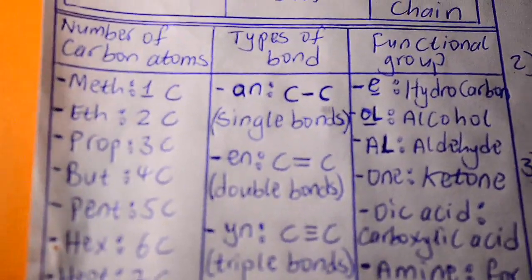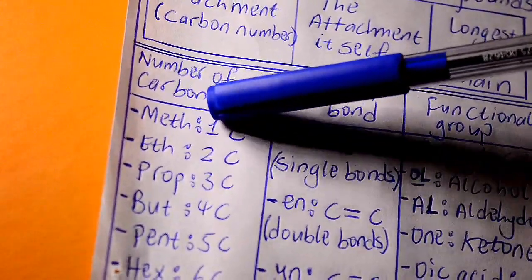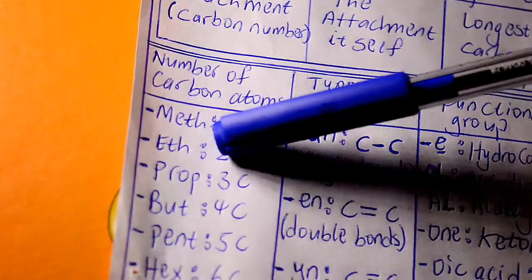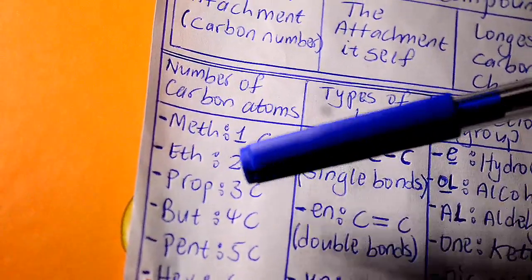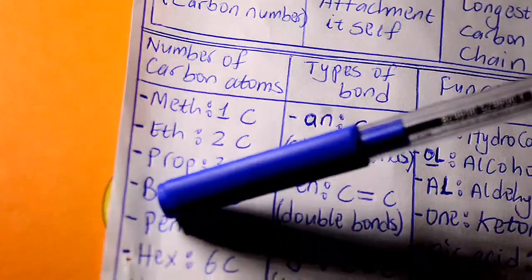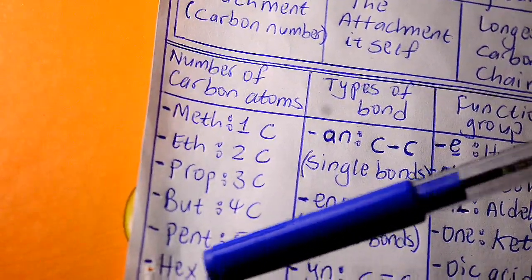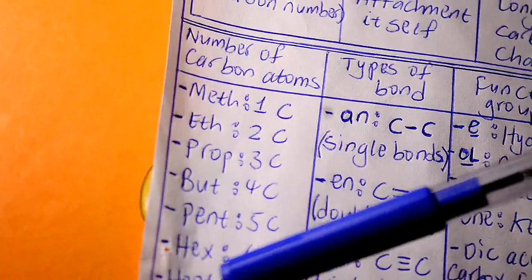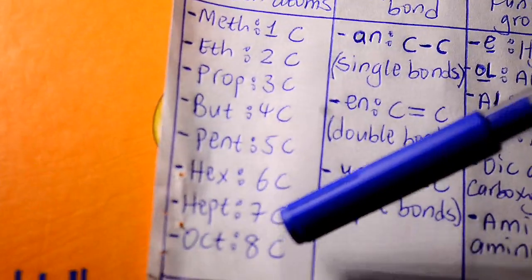And you also need to know that you use met for one carbon atom, eth for two carbon atoms, prop for three carbon atoms, but for four carbon atoms, pent for five carbon atoms, hex for six carbon atoms, hept for seven carbon atoms, and oct for eight carbon atoms.